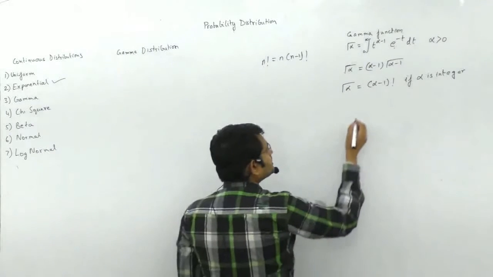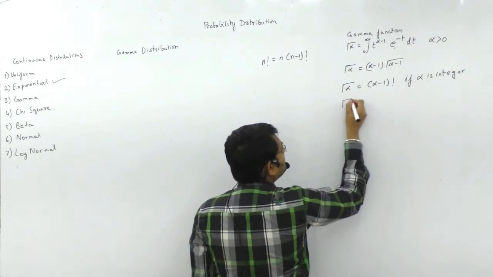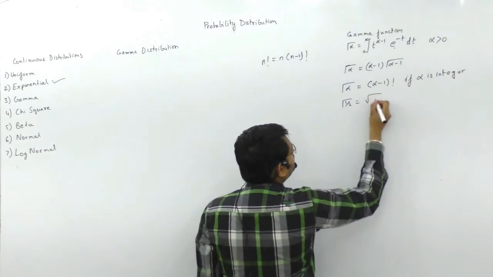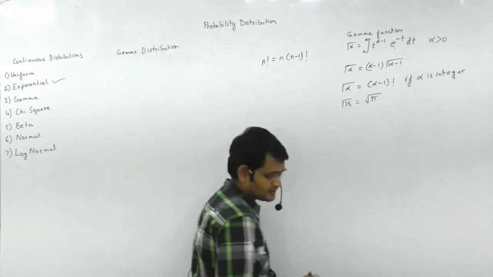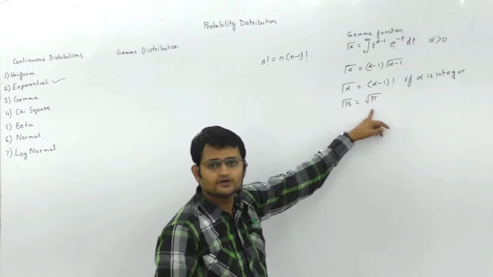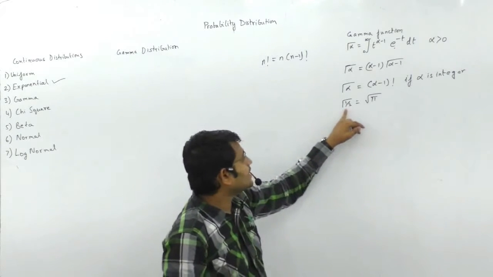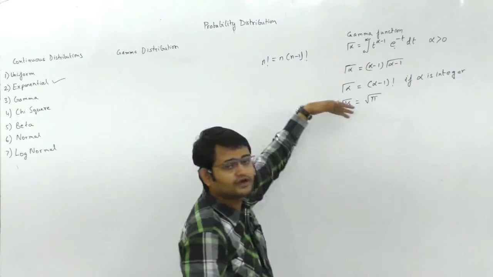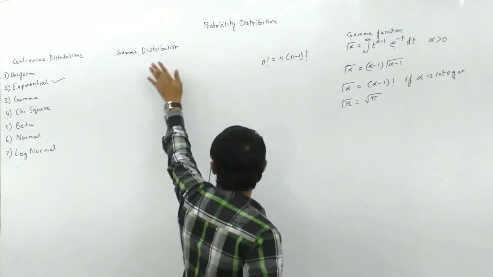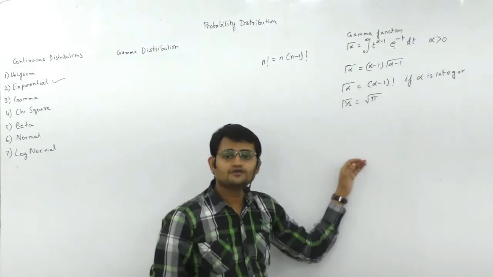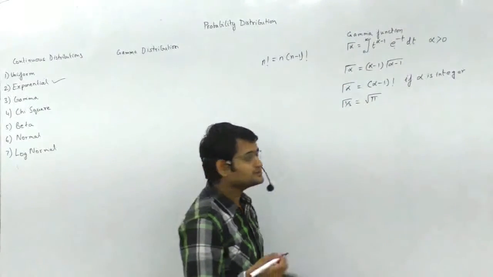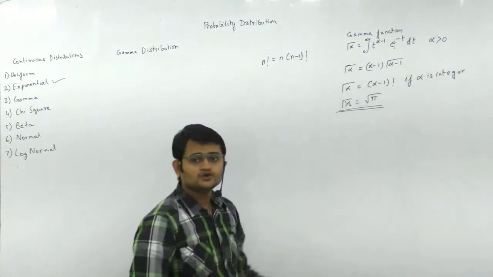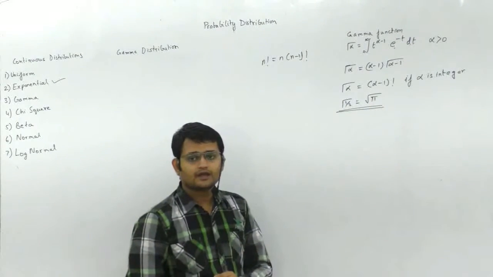And one of the limits is that I'll have gamma of half as root pi. Pi is our normal value, 3.14. So gamma of half is nothing but root of pi. These are some properties that we are going to use either in finding the gamma distribution or afterwards in finding a particular value. Sometimes they do ask you a question. I have seen a particular question where we needed to use gamma of root 2 pi.